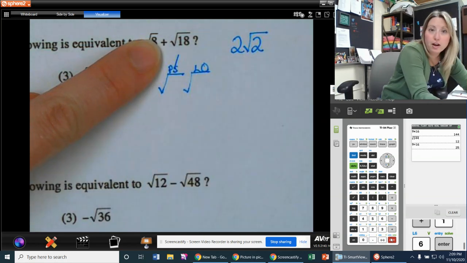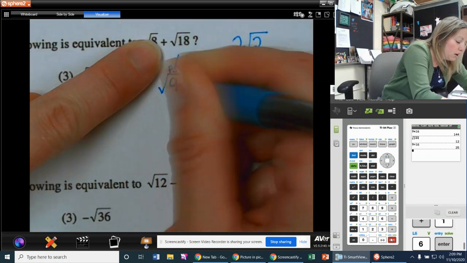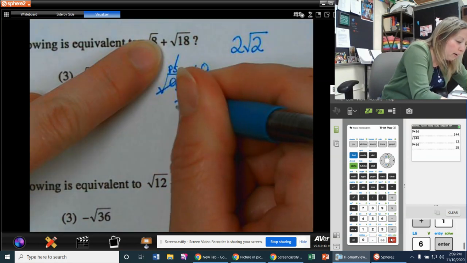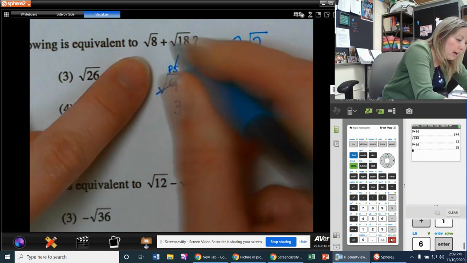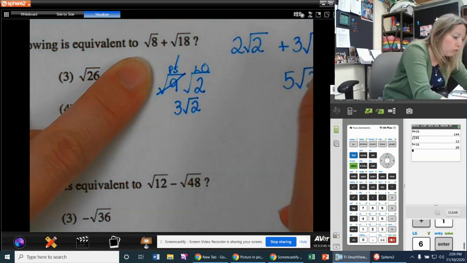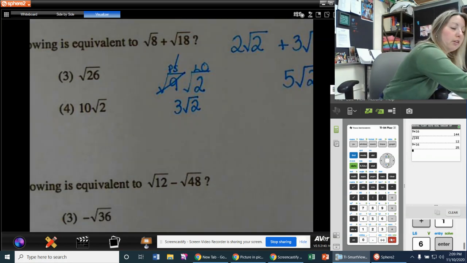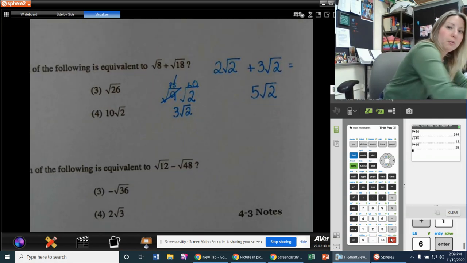The perfect square that divides evenly into 18 is 9. 18 divided by 9 is 2. Take the square root of 9, you get 3 radical 2. So we're adding these up. 2 radical 2s plus 3 radical 2s is 5 radical 2s. And which choice is that? Choice 2. Sorry, a little too zoomed in there. There we go.